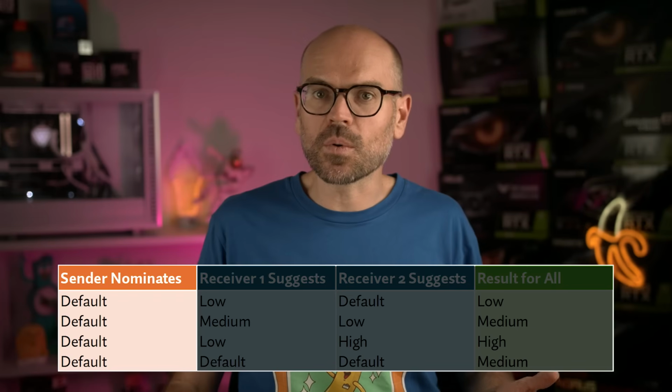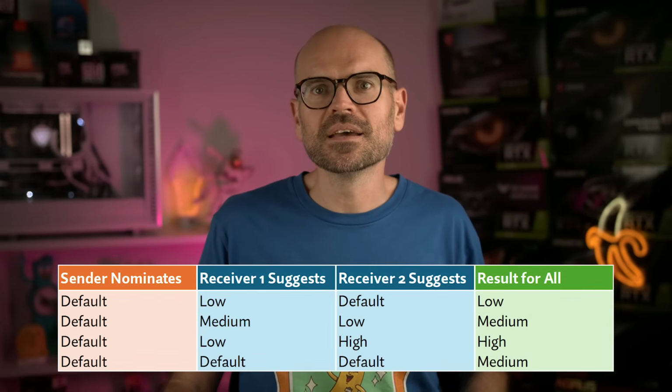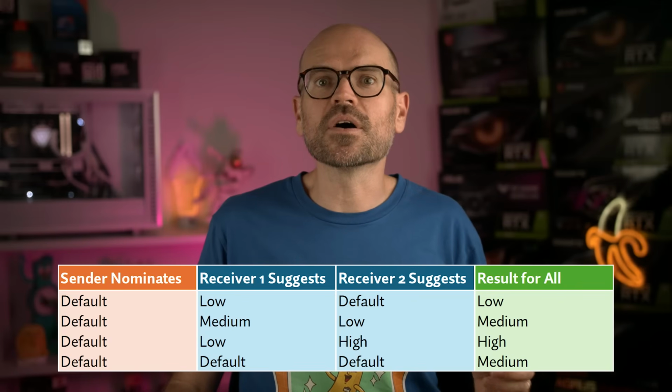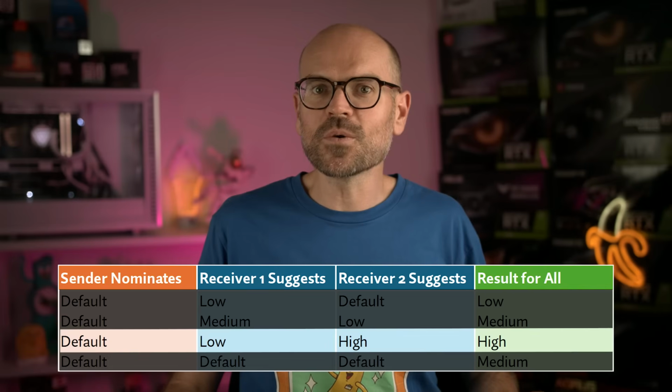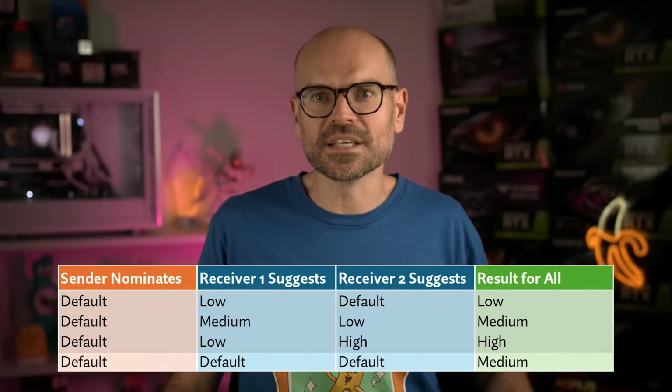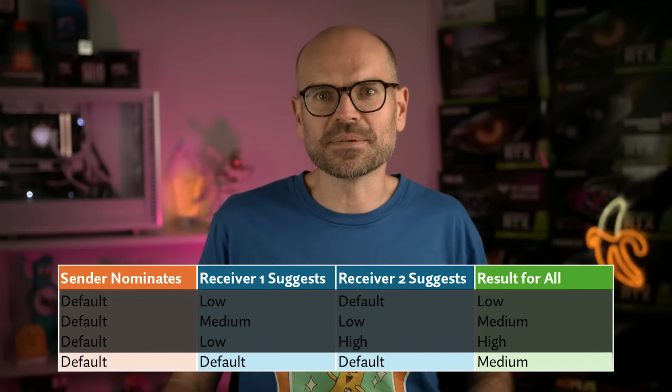But if the sender does not set a quality, as in they leave the quality on default, then the receivers can suggest a desired quality. If there are multiple receivers, then the highest request will win and all will receive this quality. If no one sets a quality, as in all leave on default, then medium quality will be set until someone sets a specific quality. In most cases, it is recommended that the sender specifies a quality, as this will ensure that the quality cannot fluctuate during your production if receivers make differing requests.